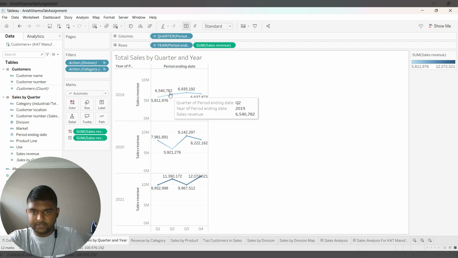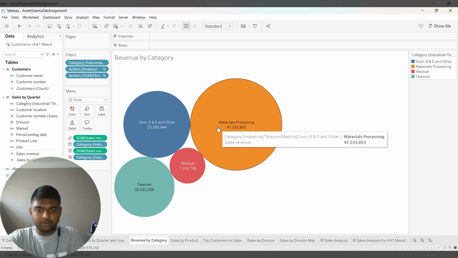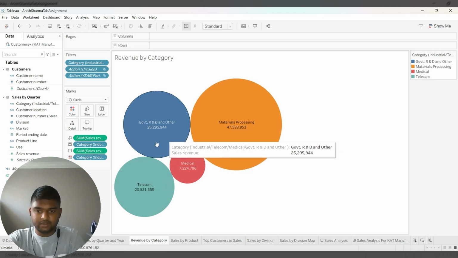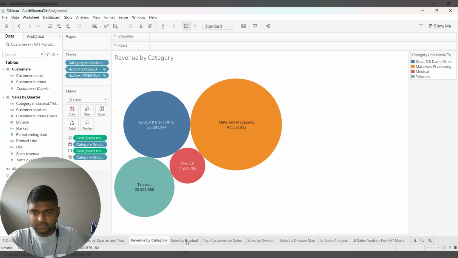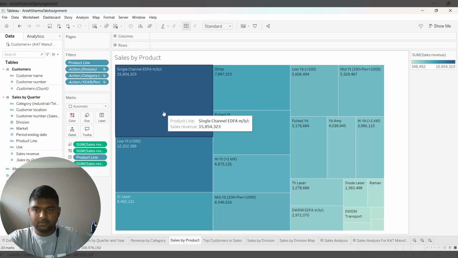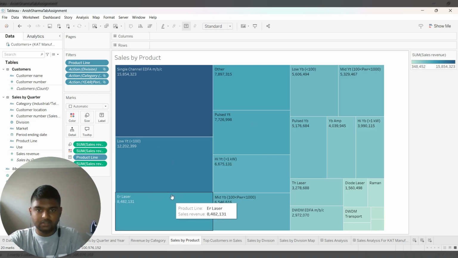Next is total sales by sales quarter. This is similar to the last one, but more in depth with each quarter in terms of revenue. Now, this separates everything by category, like material processing, R&D, telecom, medical. Very simple stuff. Now, this covers sales per product, like single channel, low IT, other, also IT, and that sort of thing.